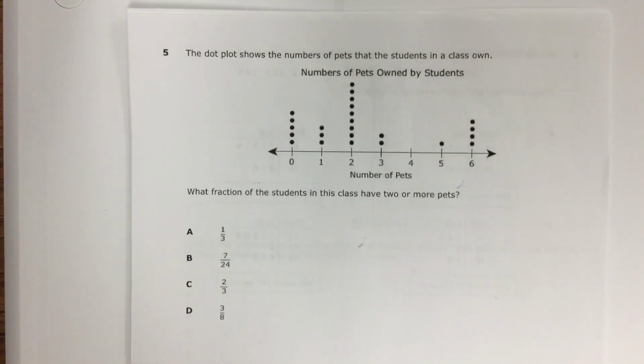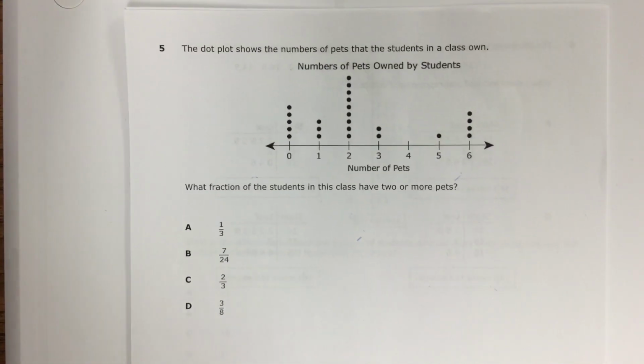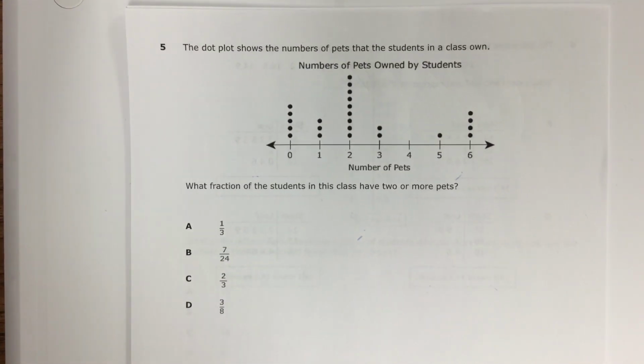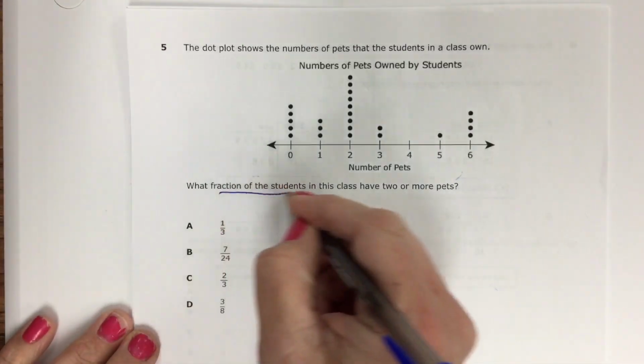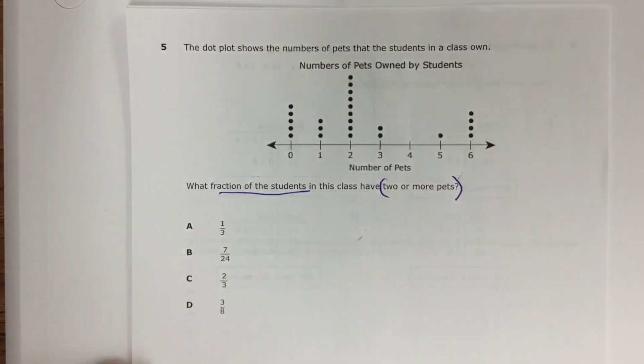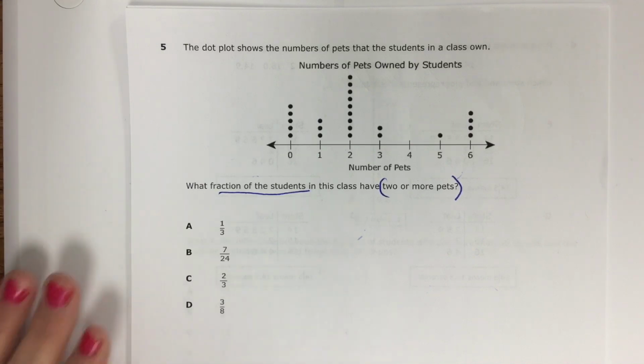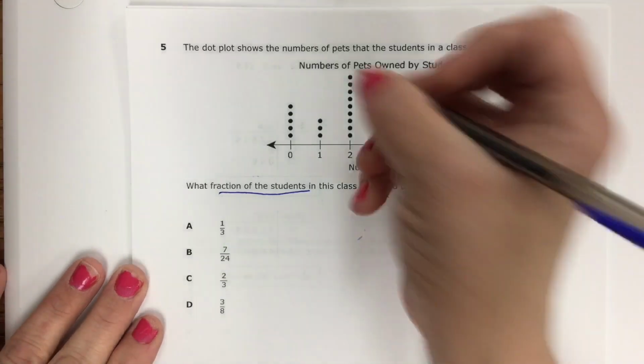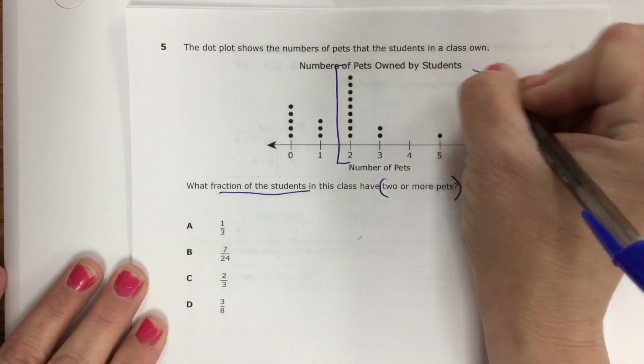I want you to work on this one. The dot plot shows the number of pets that the students in a class own. What fraction of the students in the class have 2 or more pets? 2 or more. So that means we're going to include the number 2. Okay, so 2 or more pets.